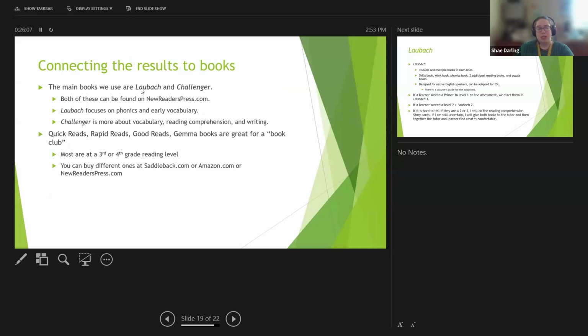Most of our books are just Laubach and Challenger. For those of you who are familiar with it, you can find them on New Readers Press. Laubach focuses on phonics and early vocabulary. Challenger is more about vocabulary, reading, comprehension, and writing. We also use Quick Reads, Rapid Reads, Gemma books. They're great because they're all about a 3rd to 4th grade reading level. You can buy them from Saddleback, Amazon, New Readers Press. Some are nonfiction, some are thriller stories, some are sci-fi. There's a bunch of different ones at about a 3rd grade reading level.